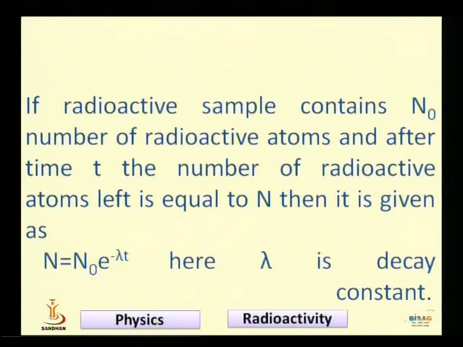Now if you know the half-life time of any radioactive nuclide, you can put t is equal to that half-life time, and you can put n is equal to n0 by 2, because at the half-life time half of the atoms will decay. So by putting those values, you can calculate the lambda, which is called the disintegration constant. Using this formula, you can calculate the number of atoms at any time, and by this formula you can also know the age of any material. In this way, the radioactivity phenomena is very helpful to us.